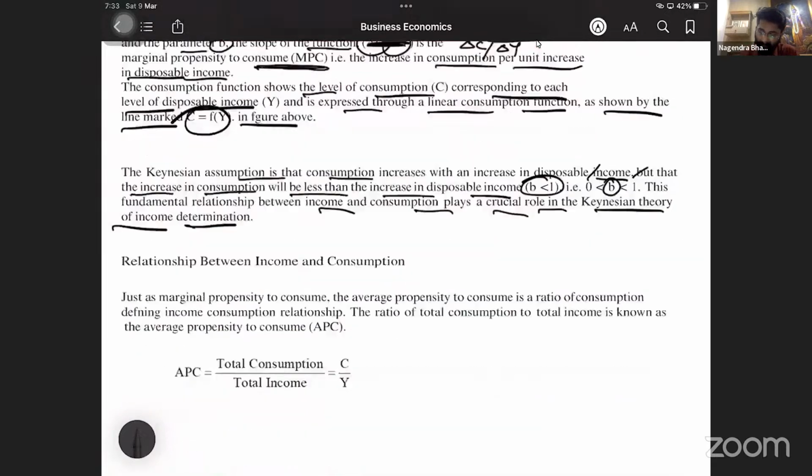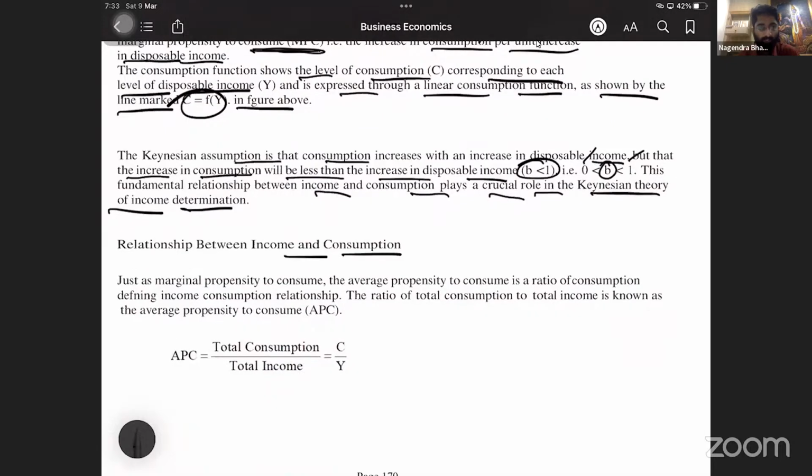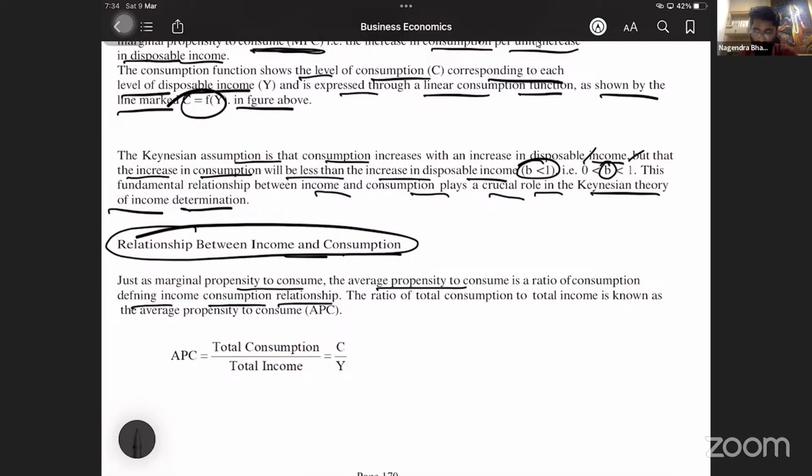Next, relationship between income and consumption. What is the relationship between income and consumption? Just as marginal propensity to consume, the average propensity to consume is a ratio of consumption defining the income consumption relationship. The ratio of total consumption to total income is known as average propensity to consume. It is APC, not MPC, it is APC. What is average propensity to consume? Total consumption divided by total income.